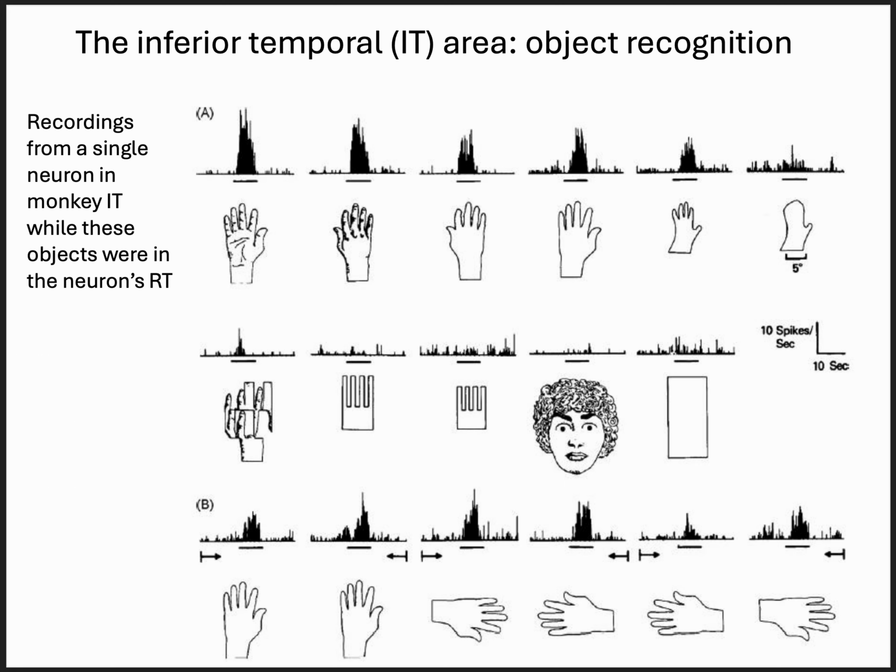The inferior temporal, IT, area and object recognition. Recordings from a single neuron in monkey IT, inferior temporal, while these objects were in the neuron's receptive field. Spikes per second.